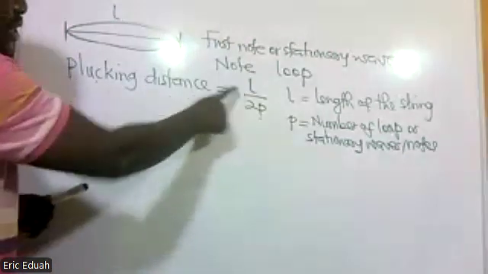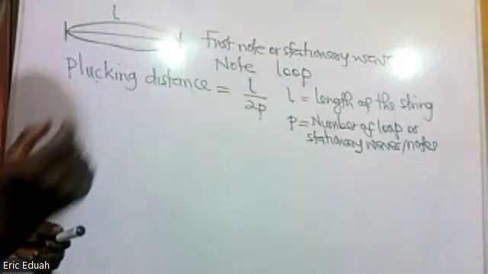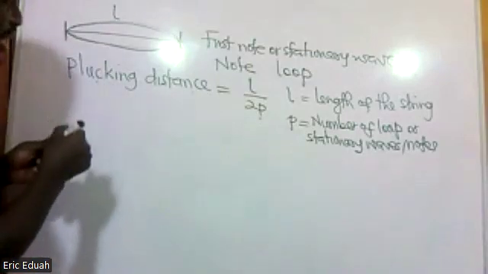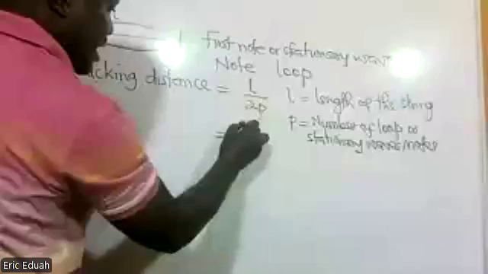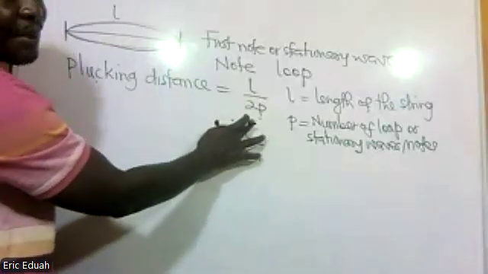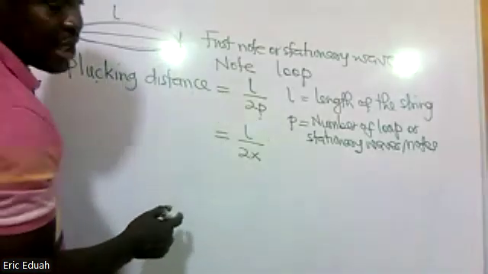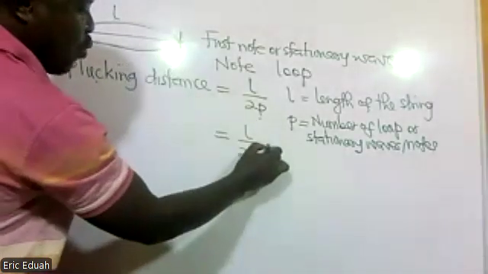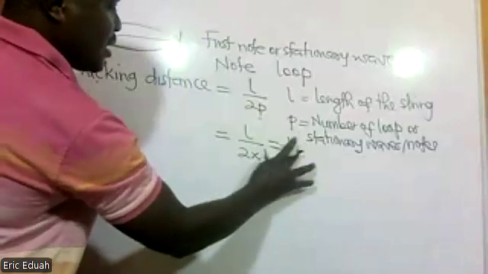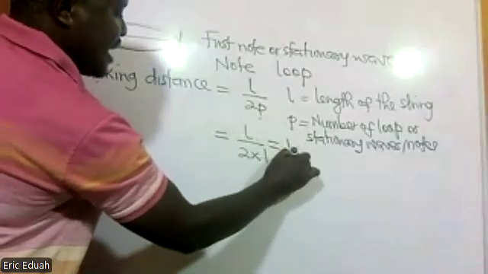and the length of the string is this. Where do we need to plug in order to have a stationary wave, which is like this? This is equal to L over 2P, where P represents the number of nodes or stationary waves. And so what we have here is 1. Therefore, this is equal to L over 2, half of L.